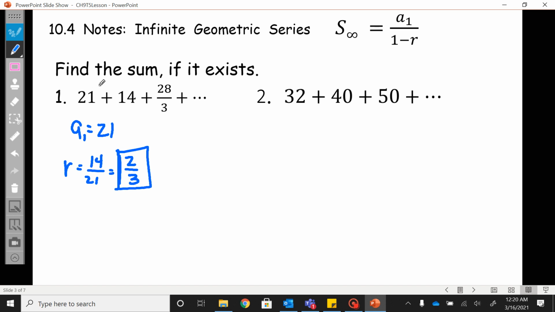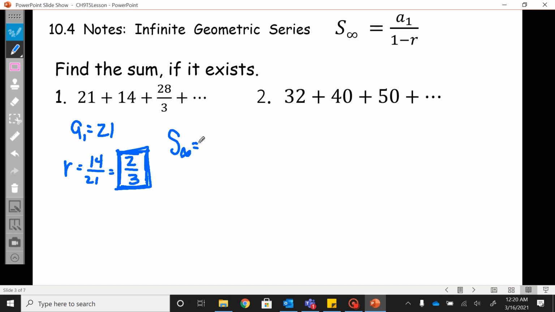You're multiplying each time by 2 over 3. Okay, 21 times 2/3 is 14. 14 times 2/3 is 28 over 3. Okay, so this is smaller than 1. So we have an infinite series with a sum. Okay, so it definitely exists.